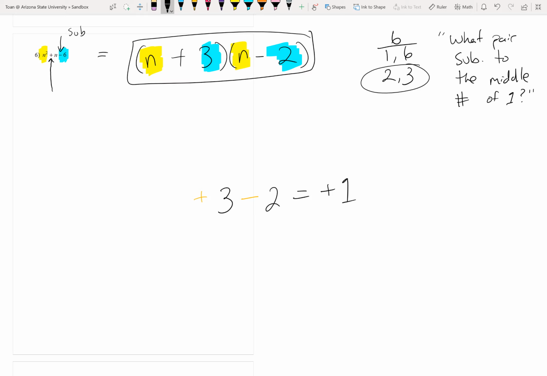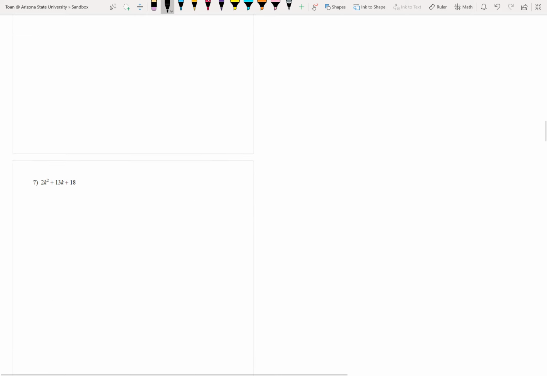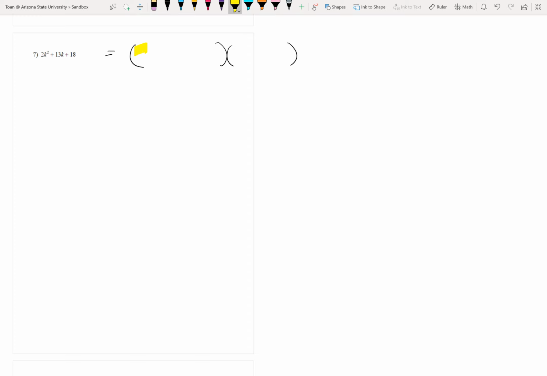It does get a little bit more thinking involved if there is a leading coefficient other than 1. So then, again, in this instance here, I know whatever I put here and here has to multiply to 2k squared. In this case, it's going to be 2k and k. 2 times 1 is 2. But same concept, whatever numbers I put into here has to multiply to 18. So let's pairwise factor 18. 1 and 18, 2 and 9, 3 and 6, and I think that's it.